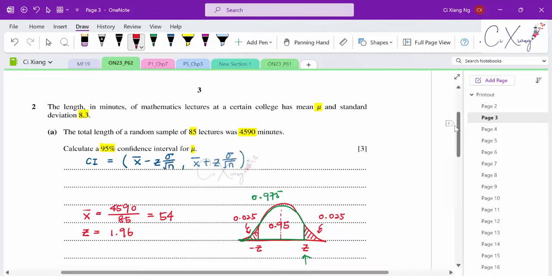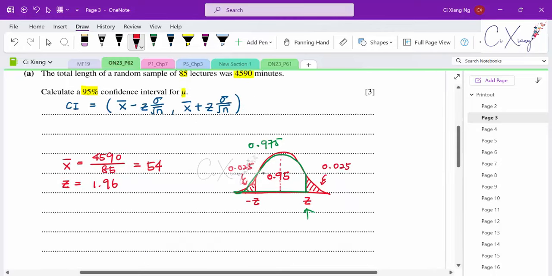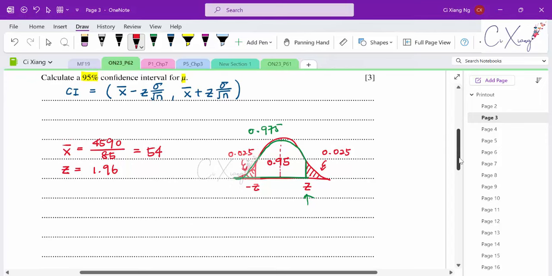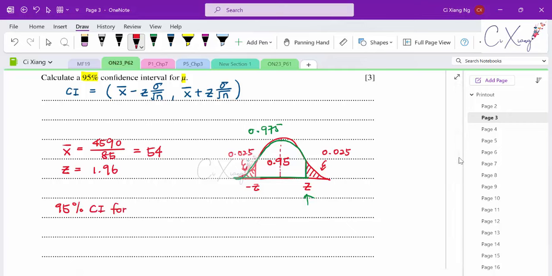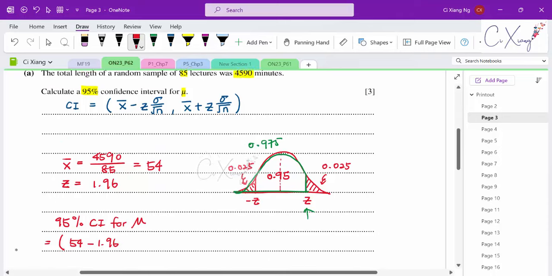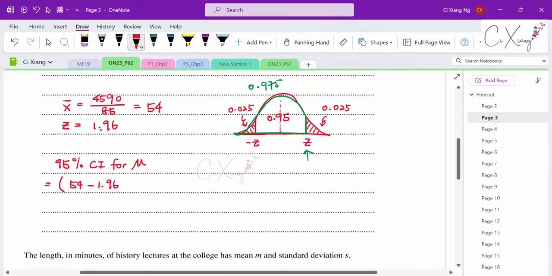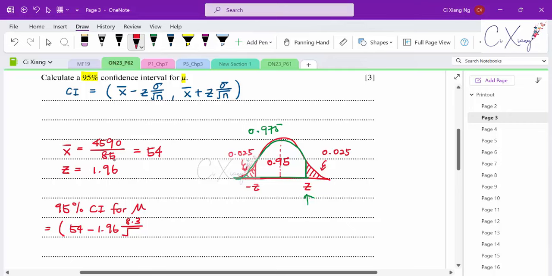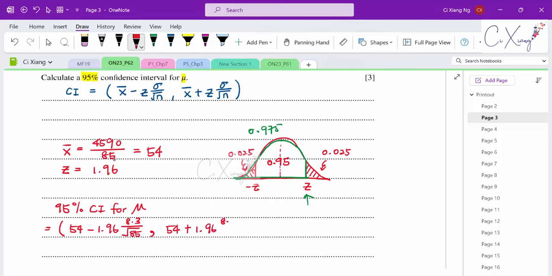After all the values that we get are ready, we can try to put them inside the formula for the confidence interval. So the 95% confidence interval for mu, what should it be? It should be the sample mean 54 minus the z, where sigma is given in the question, which is 8.3, divided by the square root of the sample size. What is the sample size here? Again, the sample size is 85. Then 54 plus 1.96 multiplied by 8.3 divided by the square root of 85.